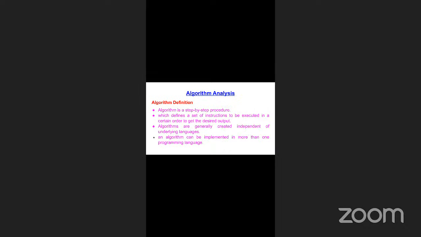Next, algorithm. Algorithm is nothing but a step-by-step procedure. Whenever an algorithm comes, we have to start, with a sequence of steps. This is the start, then we have variable declarations, then operations, and then the end point. This is the first step, second step, third step, fourth step. In this way, the step-by-step procedure comes in the algorithm.